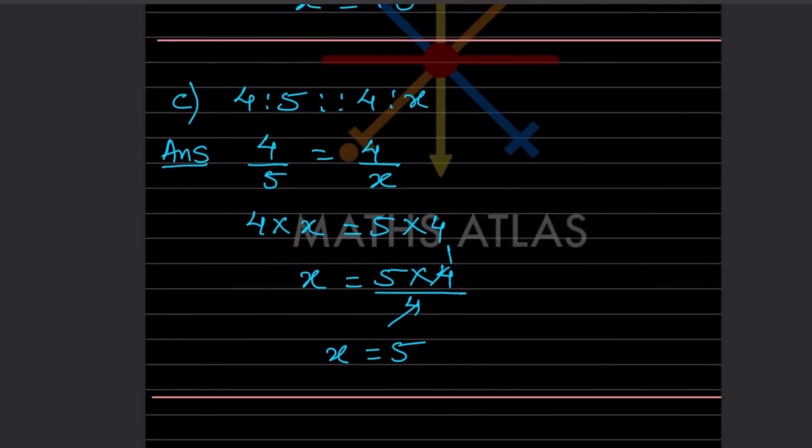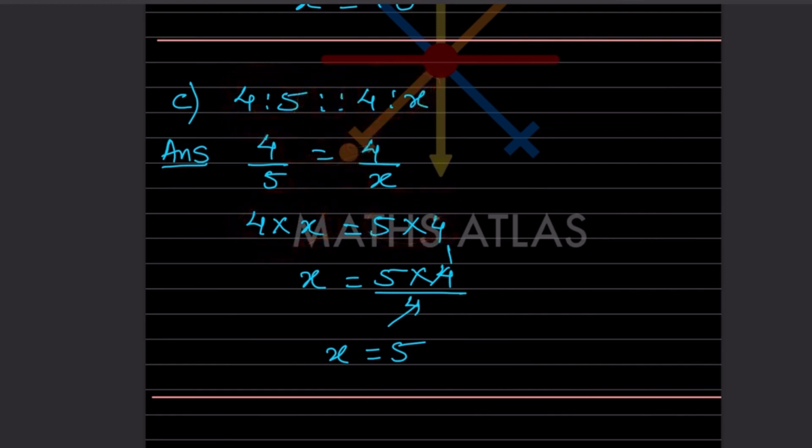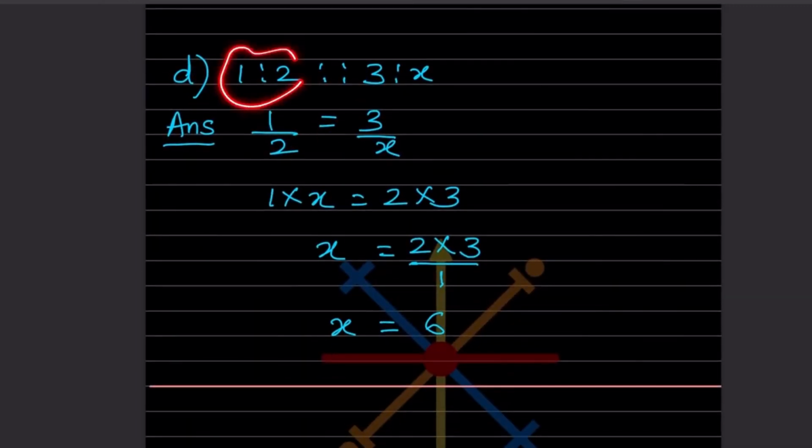The next one again here. 4 divided by 5 is equal to, you will write 4 by x. When you go here, this is going to be 4 multiplied by x is 5 multiplied by 4. So x you will keep as it is. 5 by 4 here as it is. This will go on the other side, means this is going to get divided. So here 4 and 4 get cancelled. That will be 1. 5 ones are 5. So x is 5.